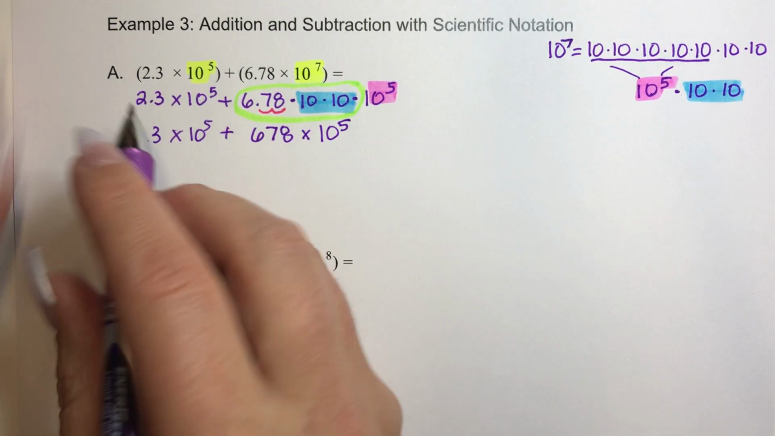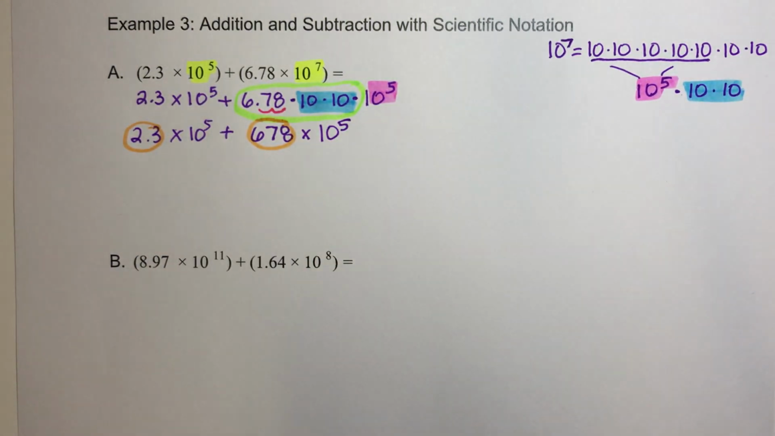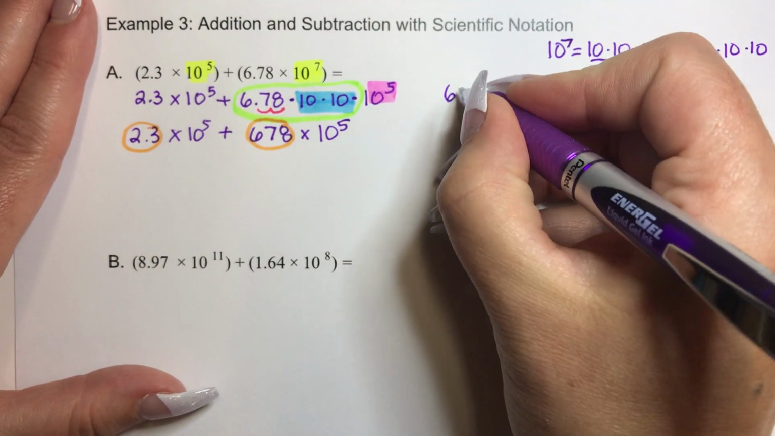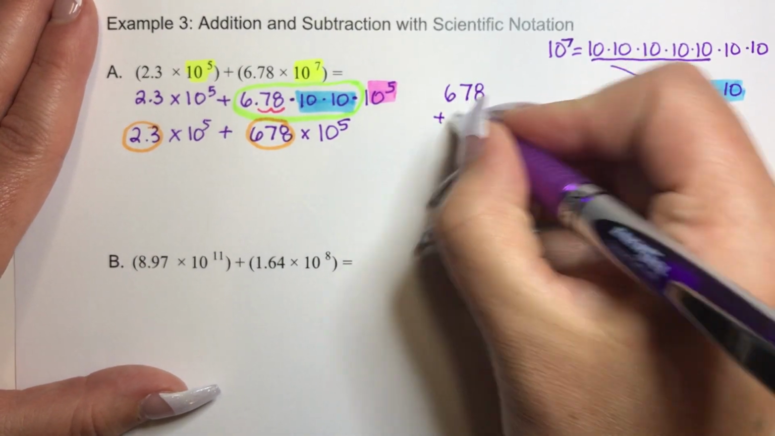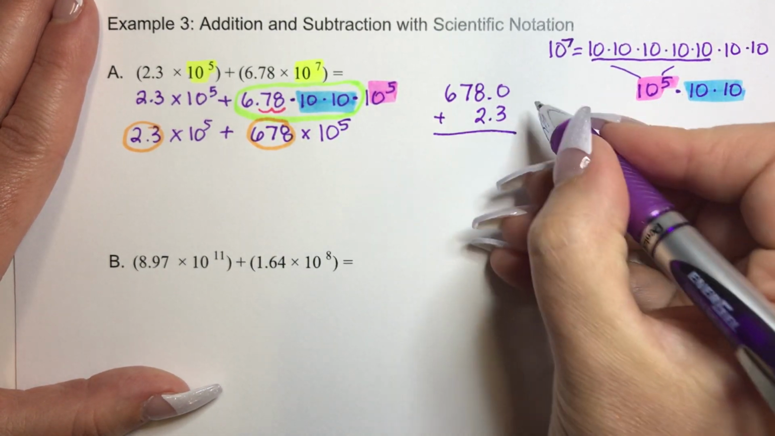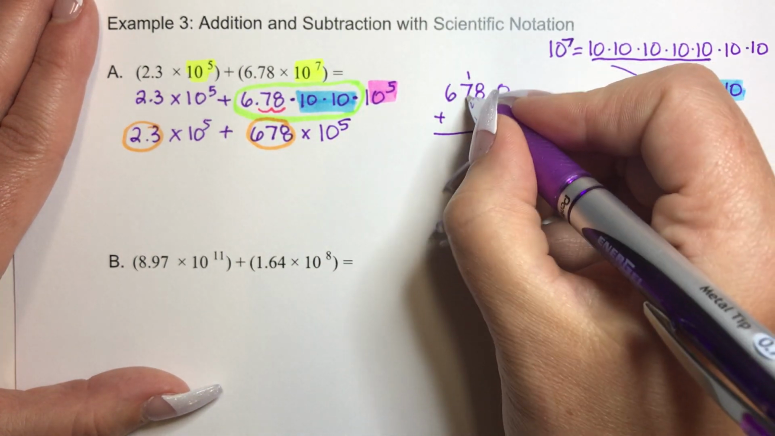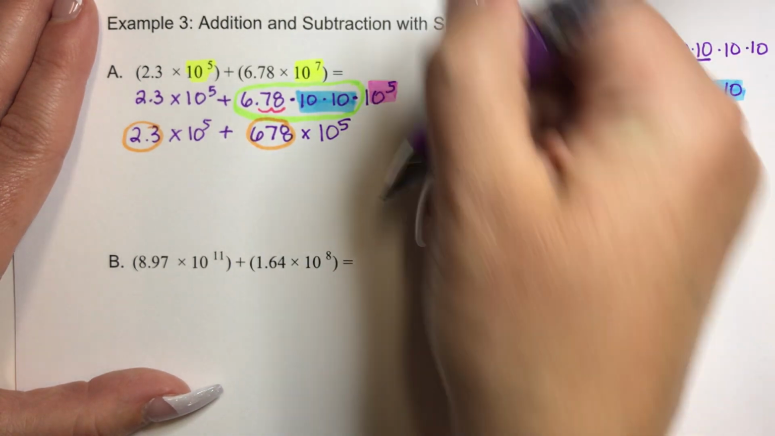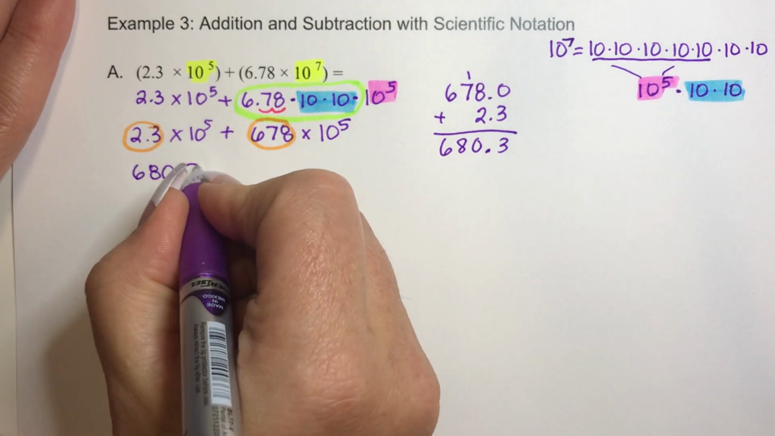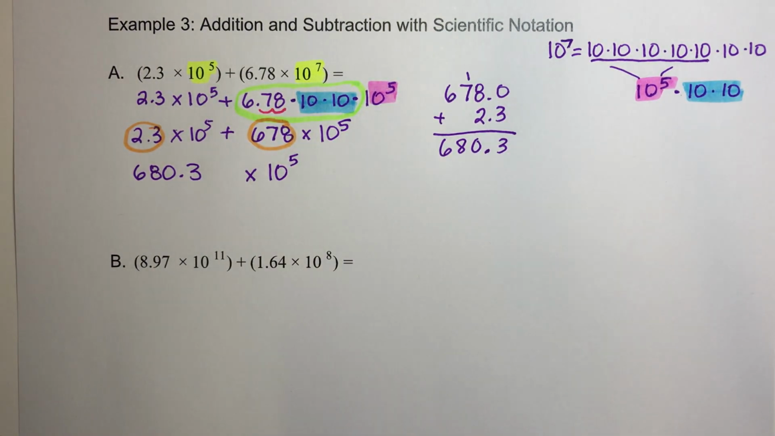So I'm going to take these numbers over to the side, and I'm just going to add them together. So, whoops, sorry about that. 678 plus 2.3, and I have to add a decimal there and a 0. You put the bigger number on top. 0 plus 3 is 3. Put the decimal down. 8 plus 2 is 10. Write the 0, carry the 1. 7 plus 1 is 8, and 6. So when we add those two numbers together, we end up with 680.3 times 10 to the 5th, right?